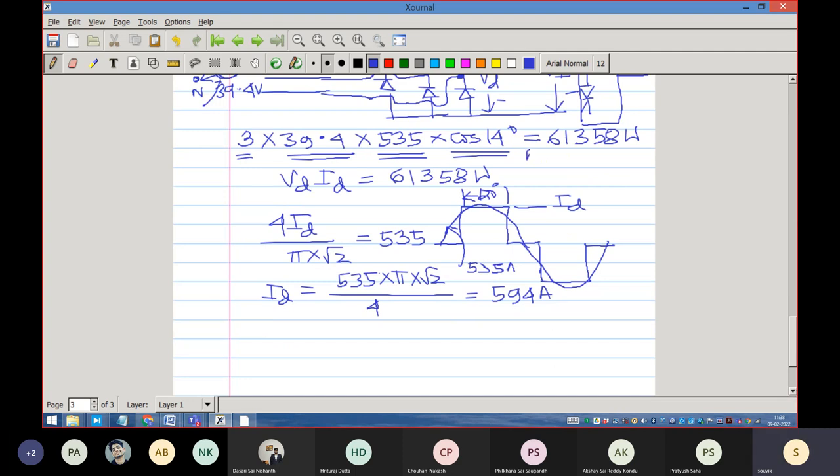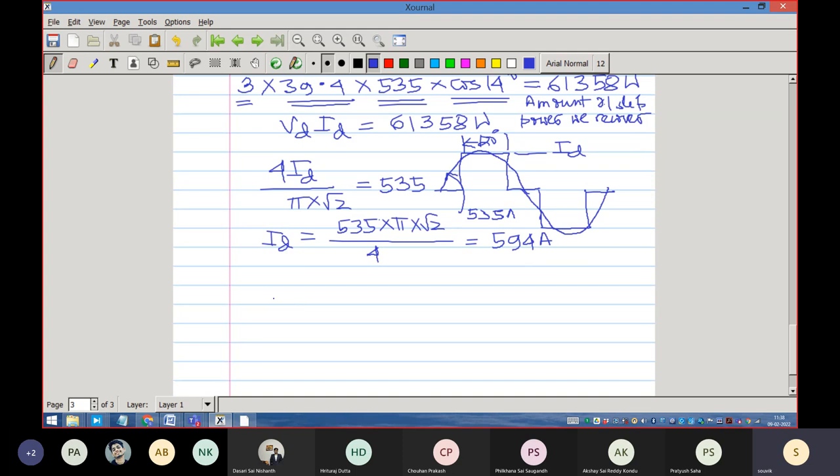This is the amount of slip power we recover when it is running at 1200 RPM. So ID is this much. So what will be the VD? VD must be that power divided by ID. So 61358 divided by 594. So it is how much? 61358 divided by this. So it must be 103.25 volts. So again, let us simplify our understanding.